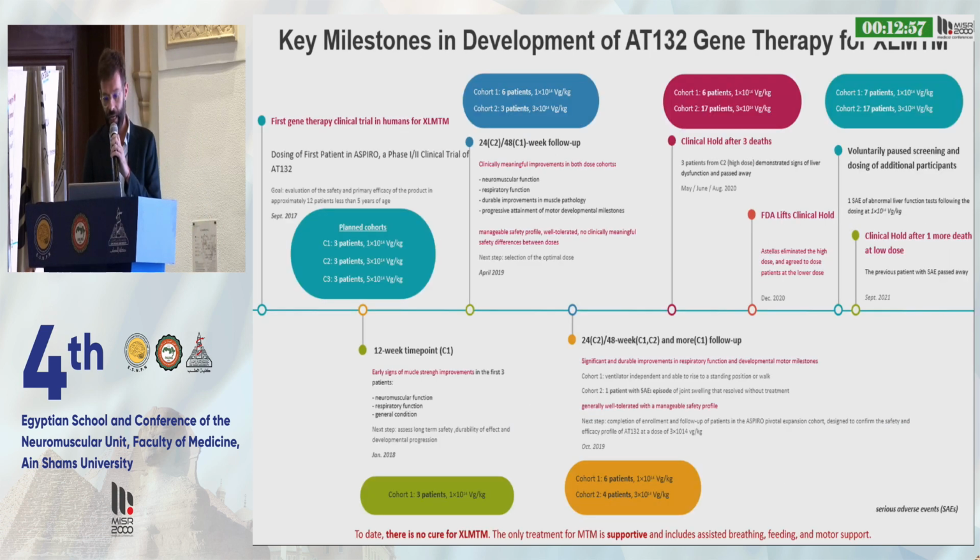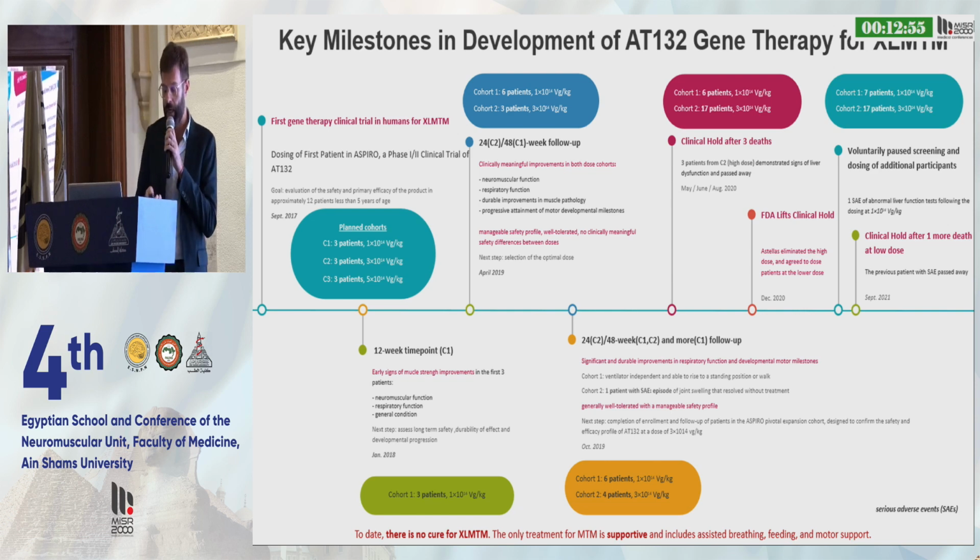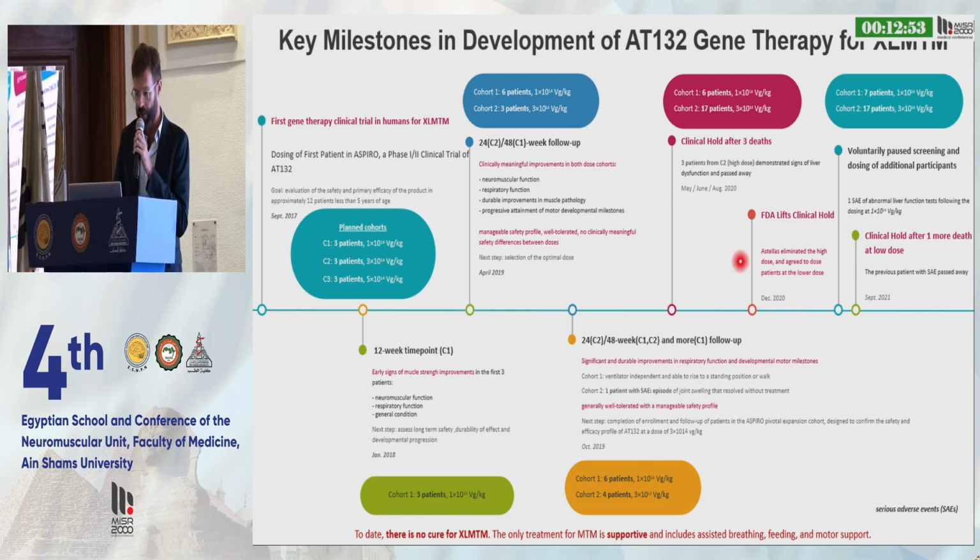We were all very excited, and to be short, the first data were presented in 2018 with early signs of muscle strength improvement, clinically meaningful improvement in both dose cohorts, high dose and low dose. But then something happened. That was the death of 3 children.